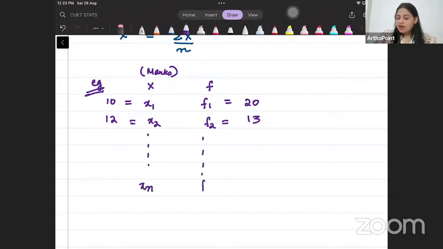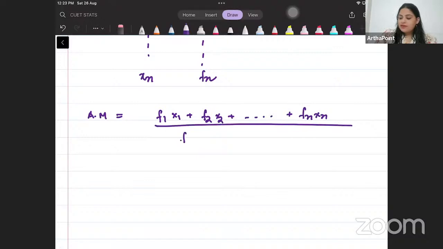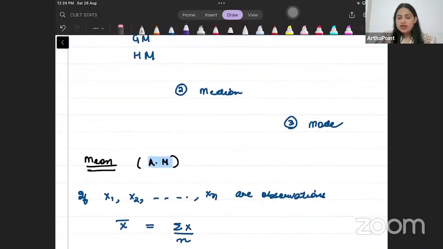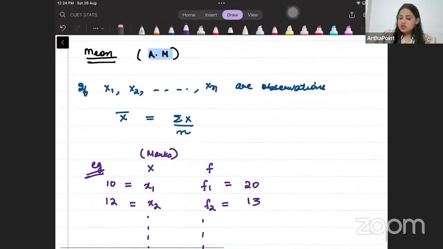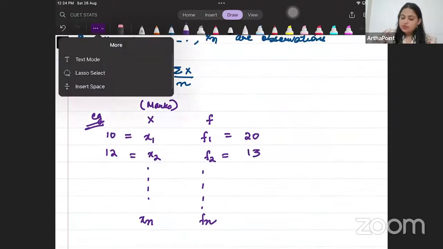x1 till xn, and F1 till Fn. So beta, in this case, your arithmetic mean is going to be F1 x1 plus F2 x2 and so on till Fn xn upon F1 plus F2 till Fn. That is going to be your arithmetic mean. So that's the second formula that we have for mean. The first one is if you're only given a data set. So if you're only given a data set, it is pretty simple. All of us are aware of it.